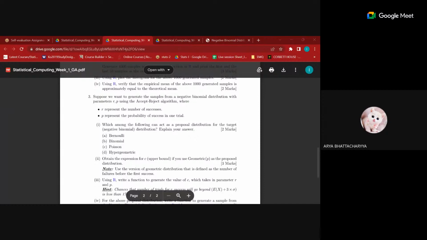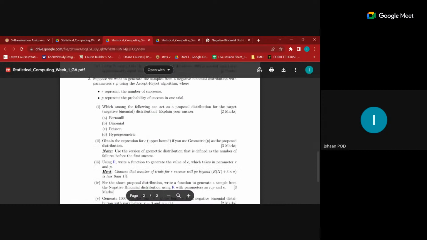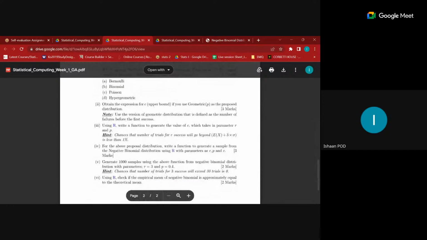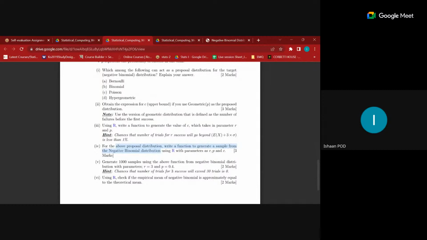So, let me clarify if I'm not wrong. What you are mentioning is, instead of writing a code to generate one sample, you will write code that directly generates 1,000 samples. No, I'm not talking about this part. I'm talking about the fifth part, for example. Okay, like generate 1,000 samples using the above ones. Yeah, and even in other places, it's mentioned to write code to generate 1,000 samples or something like that.